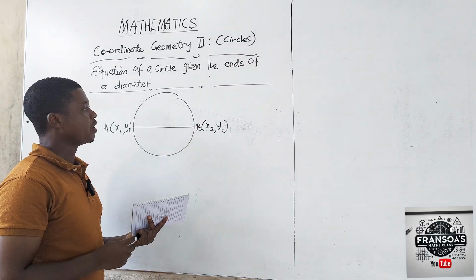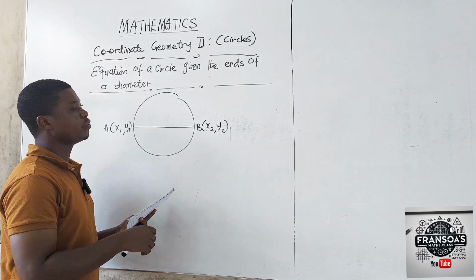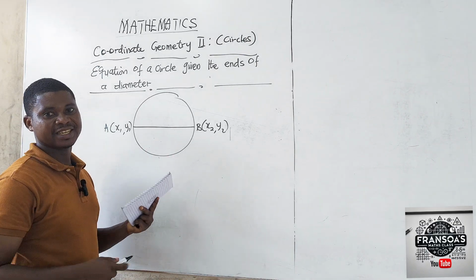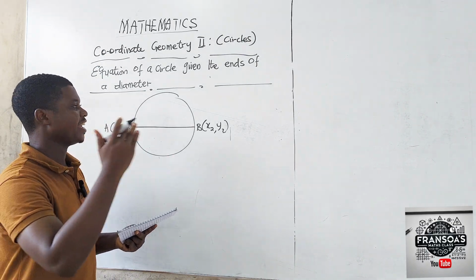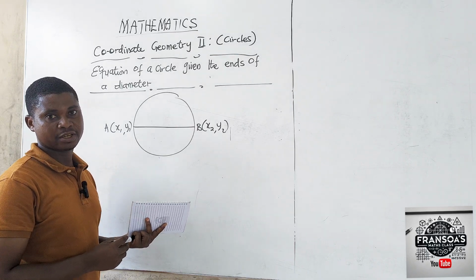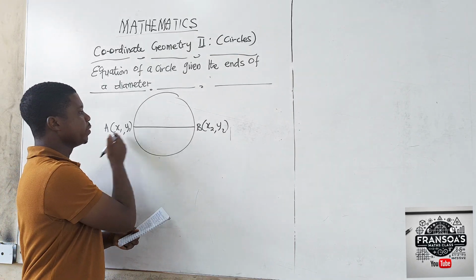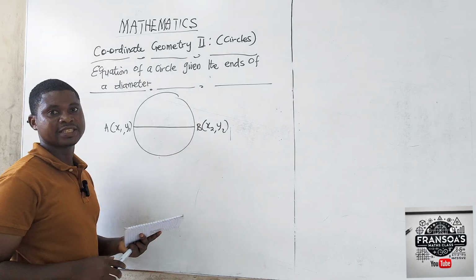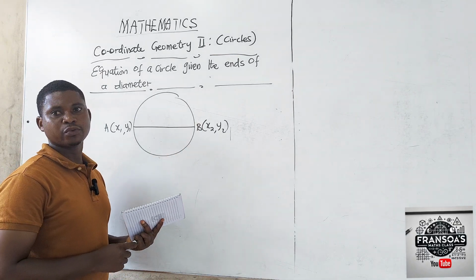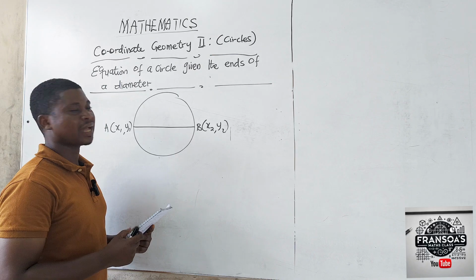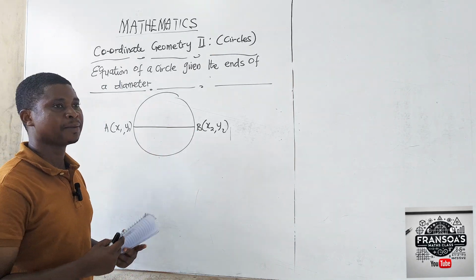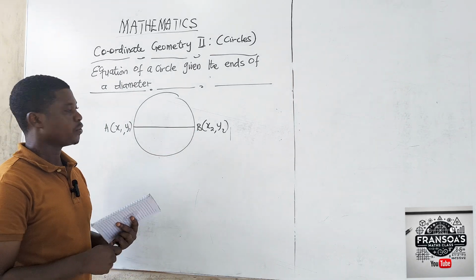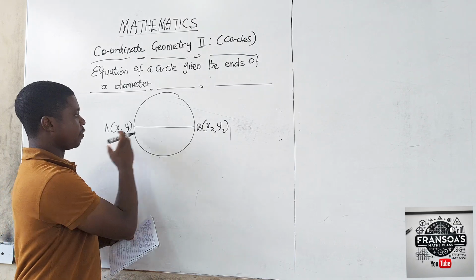When you are dealing with the equation of a circle, what we mostly do is use the center and a point on the circumference. But this time we've been given the length of a diameter, which is on the circumference. So what we can do is use one method, which is the midpoint approach. We can find the midpoint of this.